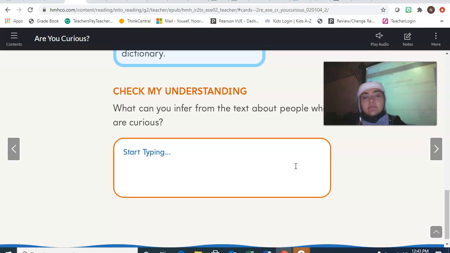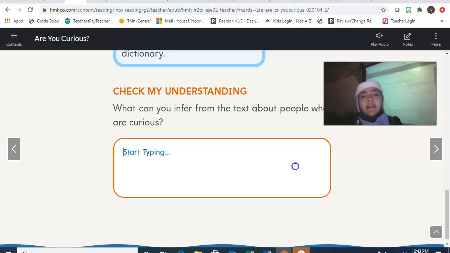I'm curious about how devices and candy are made. Good. About how candy is made. And devices. Okay, we're going to do one more. Leia. How boards are made. Okay, very good.